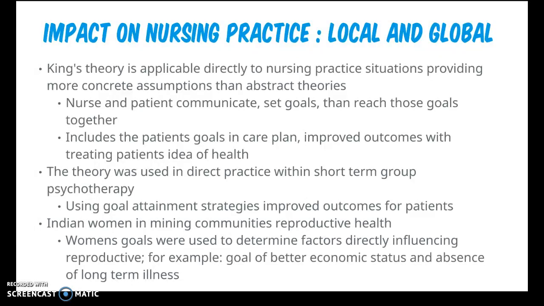As far as the study that was done using her direct theory, it was Indian women in mining communities and their reproductive health. So the research conducted was that women were interviewed on what their goals were to determine factors directly influencing their reproductive health. An example would be a goal of better economic status and absence of long-term illness.